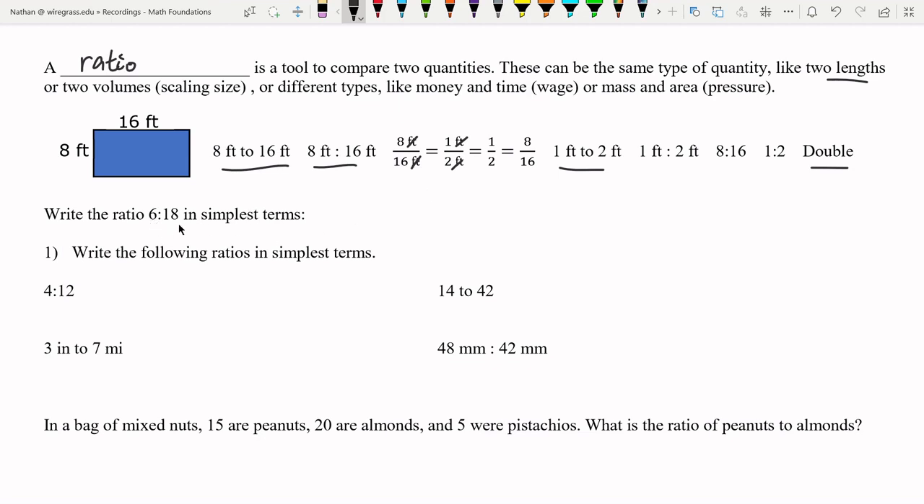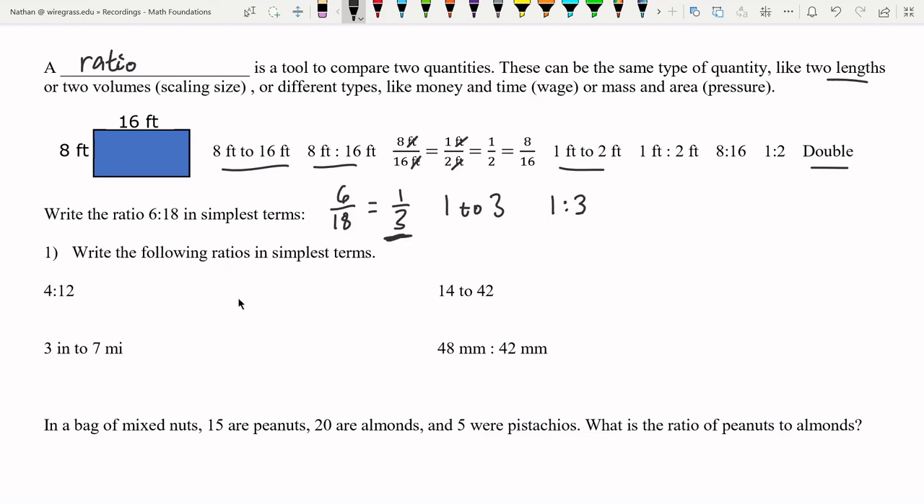Now, the ratio 6 to 18 in simplest terms, we would write as a fraction, 6 over 18. The first number is going to be in the numerator, the second one in the denominator. I can divide top and bottom by 6. That gives me 1/3. I can write this as 1 to 3, or as 1:3. Either one of these is a valid way of showing the ratio. In mathematics, though, the fraction is probably the best way of doing it.